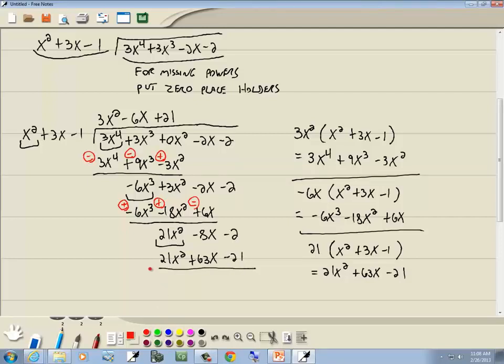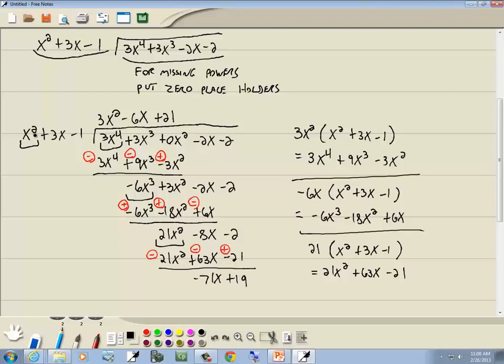We're going to subtract that line, which means flip signs. So this becomes negative, negative, positive. 21x squared minus 21x squared drops away. Negative 8x minus 63x gives us negative 71x. Negative 2 plus 21 gives us 19.